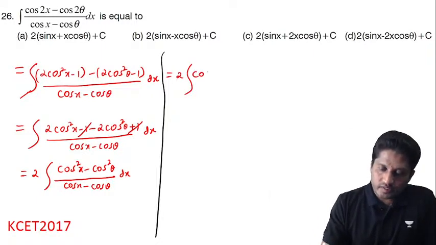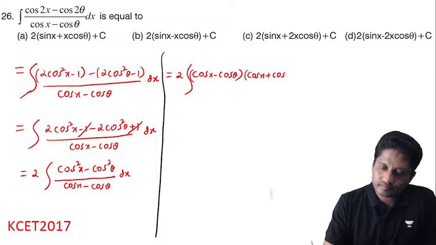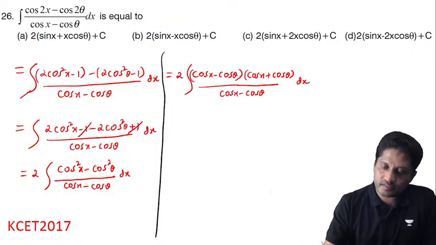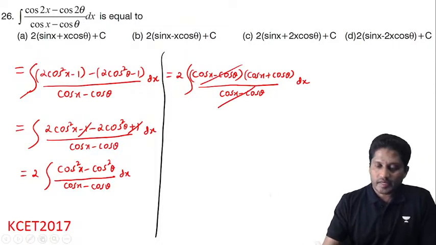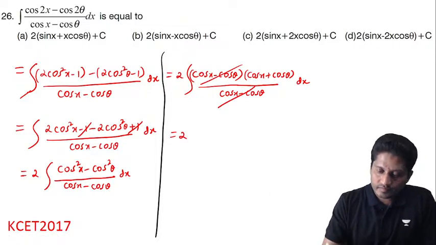A square minus b square is a minus b into a plus b. This is cos x plus cos theta, whole divided by cos x minus cos theta and then dx. This will cancel. Right, 2 is a constant out.